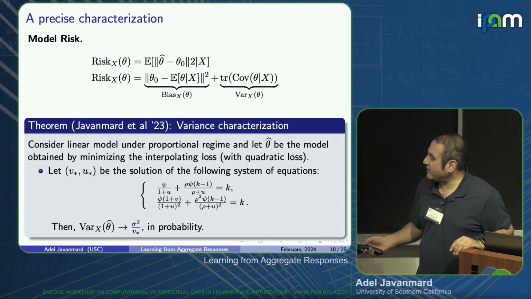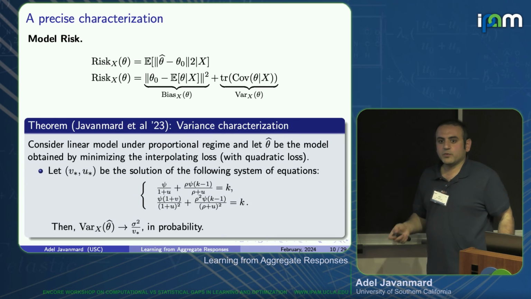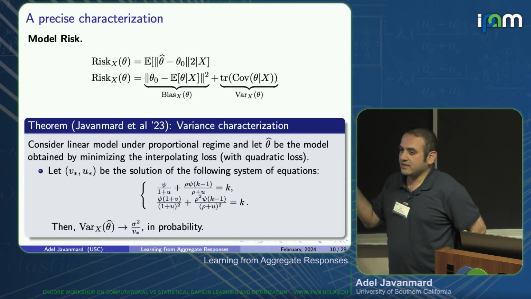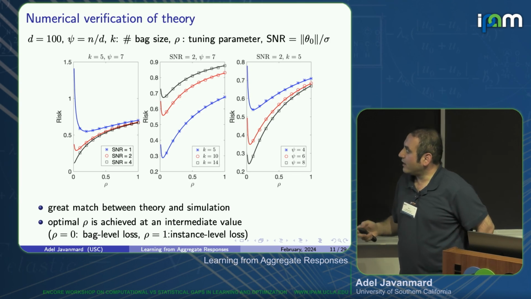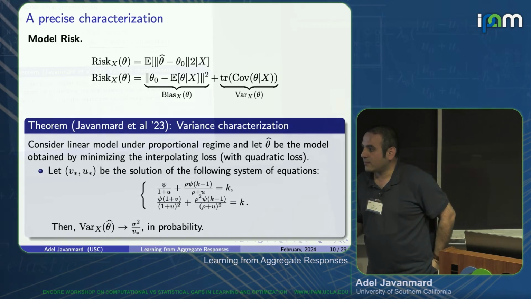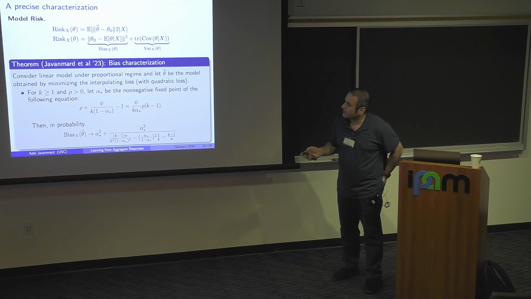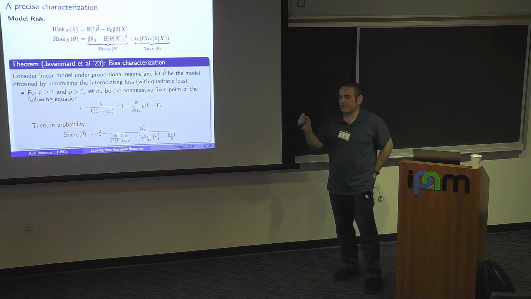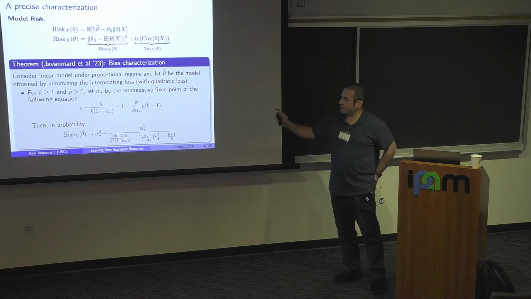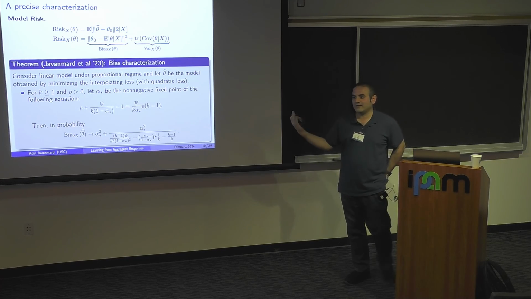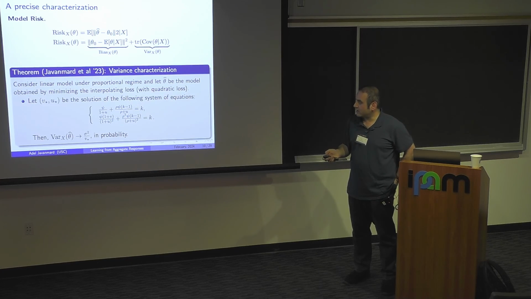So this is for the bias, and then you can also get a result on the variance. So we can precisely characterize the bias and the variance component under the linear regression model. Okay? So is this by minimizing the bag level loss or instance? This one, okay, so this would be for any rho. So if rho is 0, that's the bag level. If rho is 1, it's instance level. But for any rho, you get the characterization. Okay? So you can try to use this result to see what's the optimal rho, what's the optimal tuning. Right? You have the analytical form for the risk of the model.